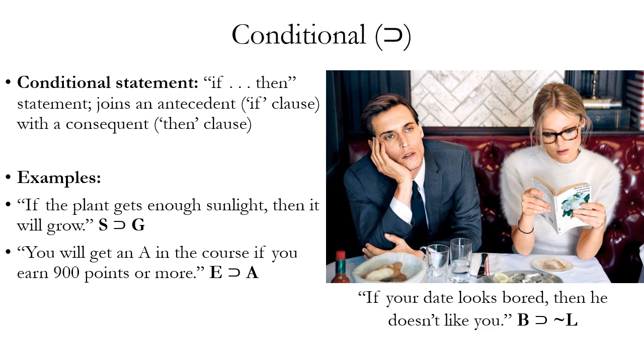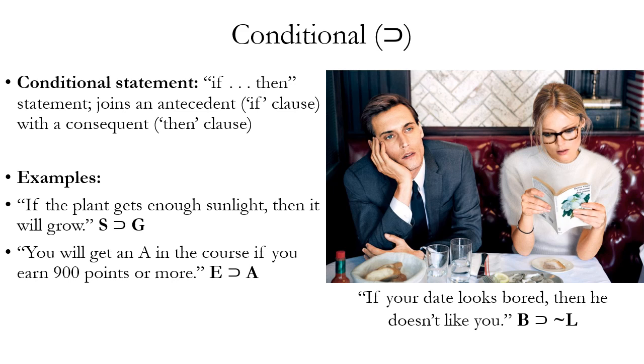The next operator we're going to look at is the conditional. This is symbolized by a horseshoe. The conditional is an if-then statement. It joins one statement called the antecedent, which follows the if, to another statement called the consequent, which follows then. Now, when this is expressed in ordinary language, specifically English, you will not always have then, although you will usually have if.